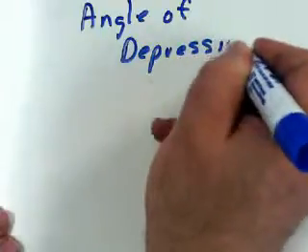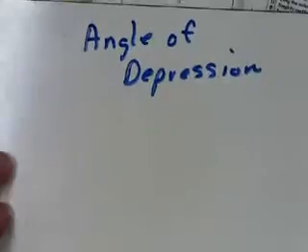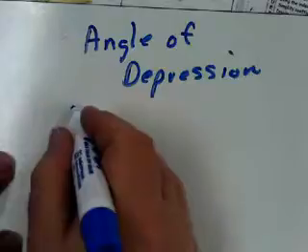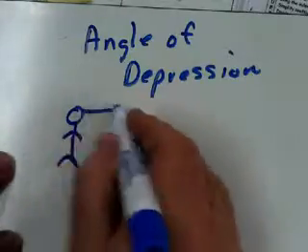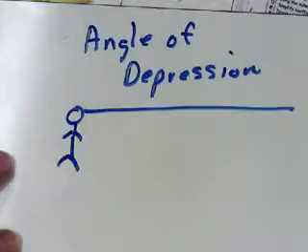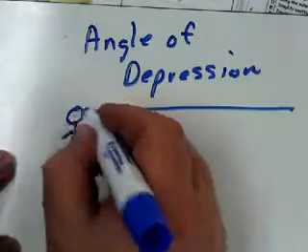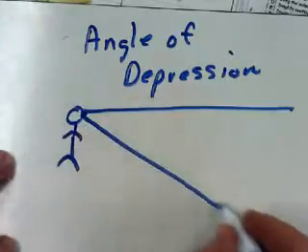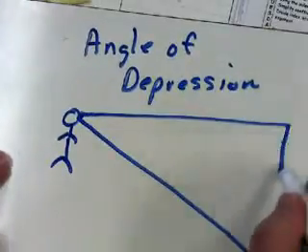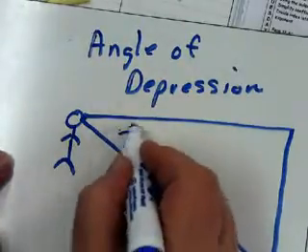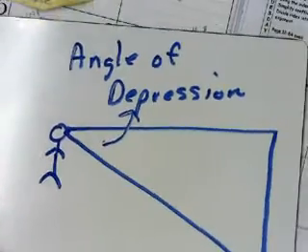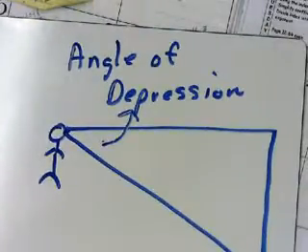You're exactly right. Angle of depression is, you're standing up here and you look across over to here. Then you look down. We're going from the clock to the outlet now. This angle right here is the angle of depression. It's your eyes going down. Okay?